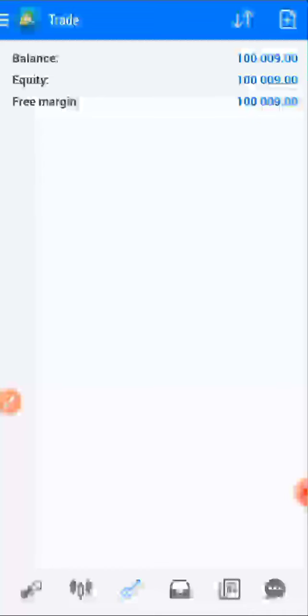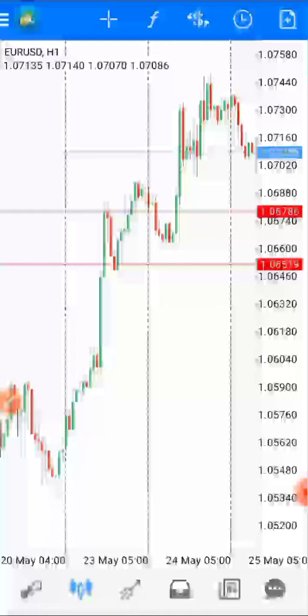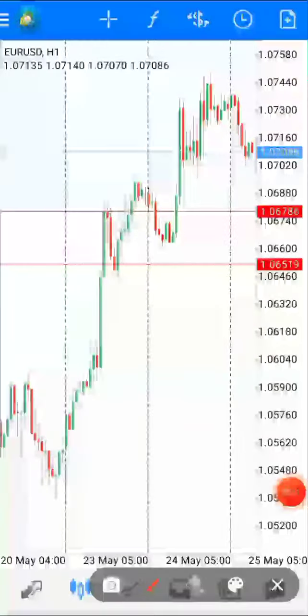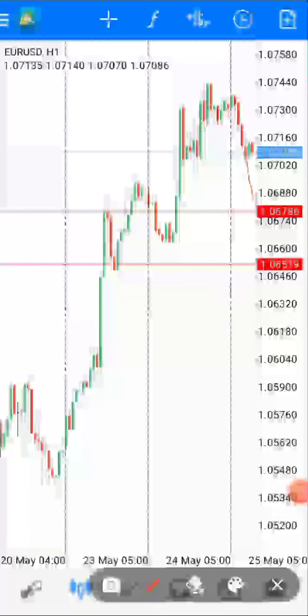Pending orders are trades you don't want to place at that point in time. You just want the price to get to a particular place before you place an order. For instance, looking at this chart of Euro USD, you say, I want this market to come here before I now buy.